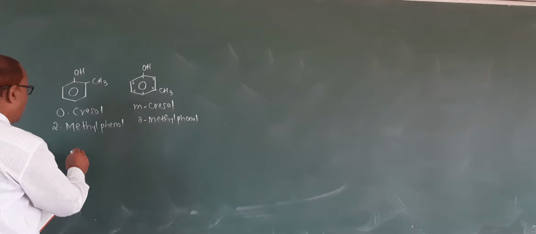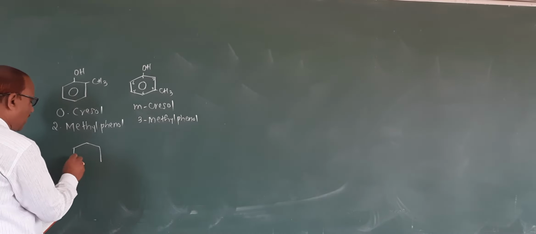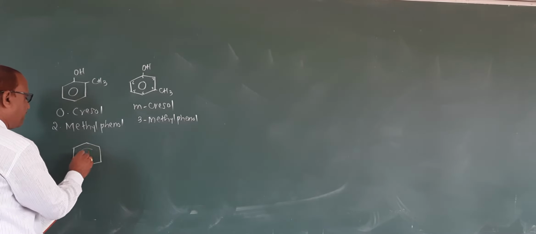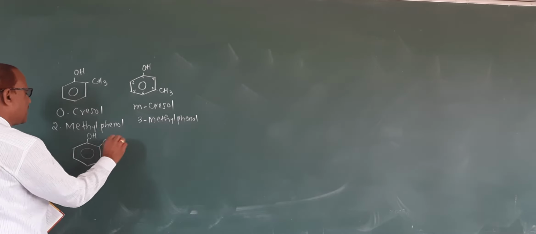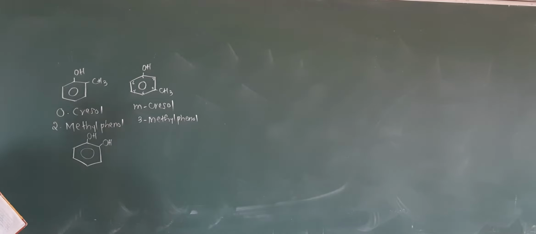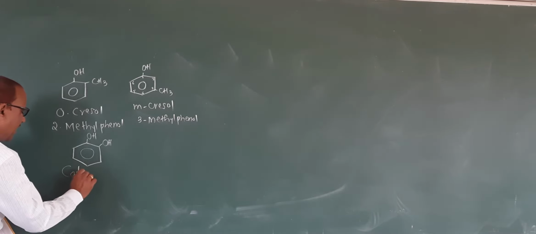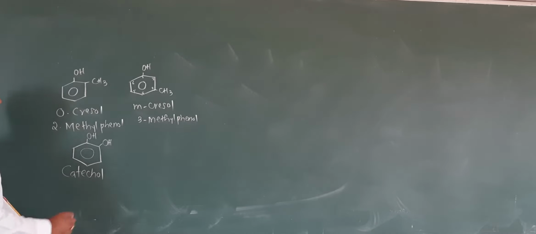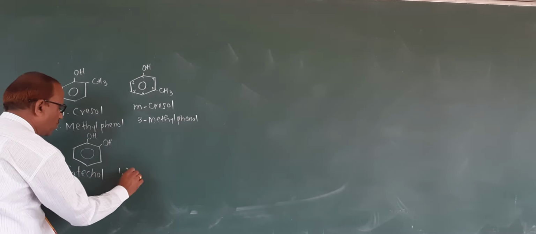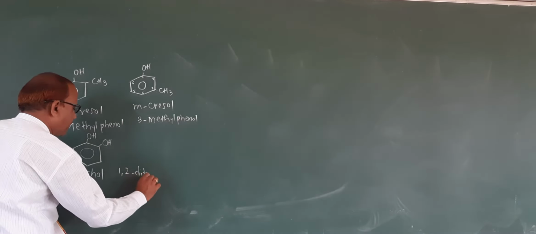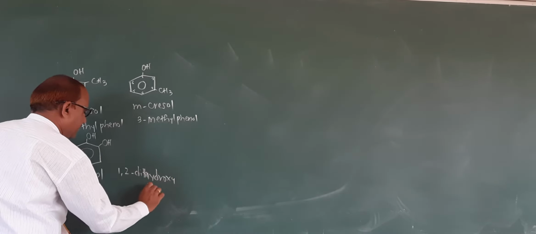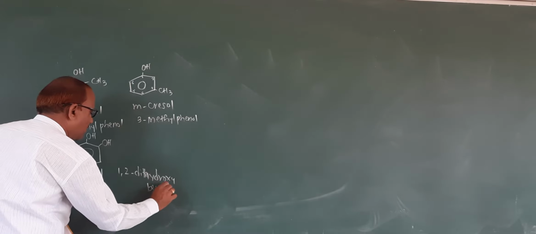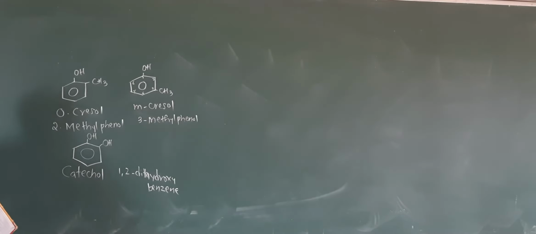If you have catechol, which you studied already, at carbon number 1 and 2 there are two OH groups attached. It is the structure for catechol. Its name is 1,2-dihydroxybenzene. 1,2-dihydroxybenzene is the IUPAC name for catechol.